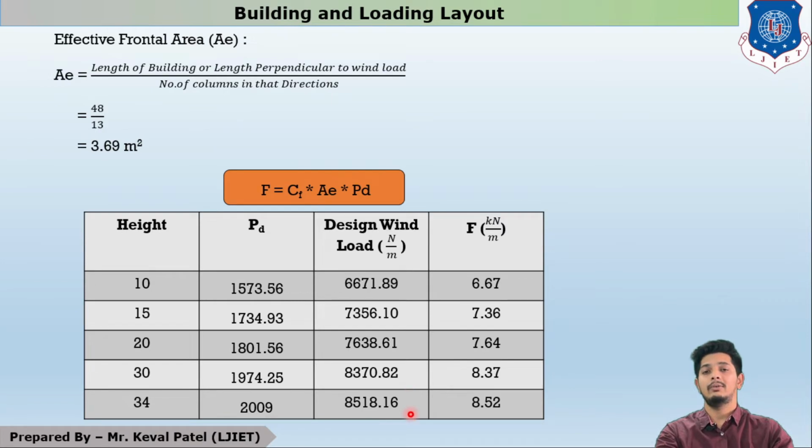6671.89 to 8518.16. Now converting it into kilonewton per meter, to convert Newton per meter into kilonewton per meter, it is multiplied with 10 raised to minus 3. So that I am getting kilonewton per meter design wind load. Let us move forward.